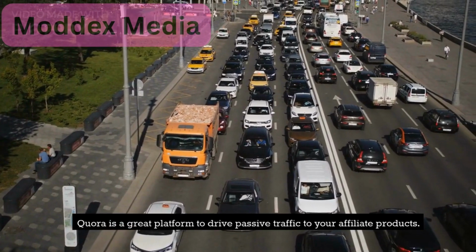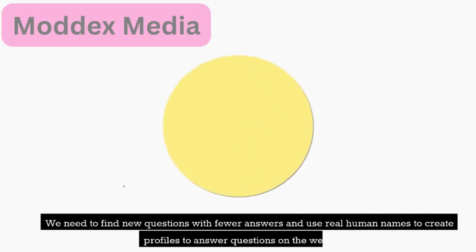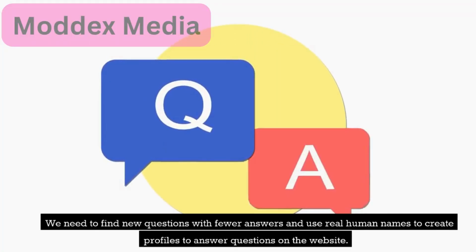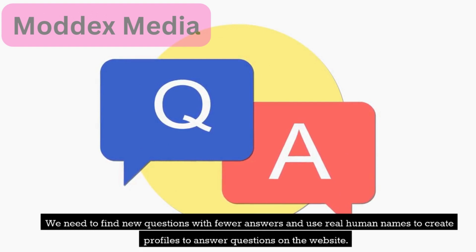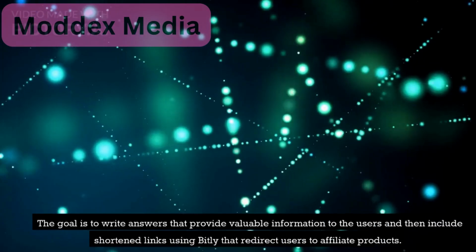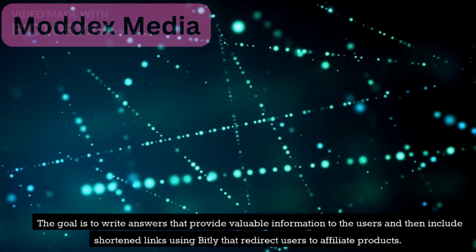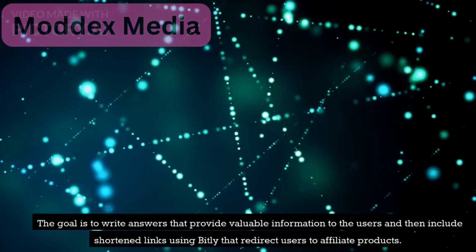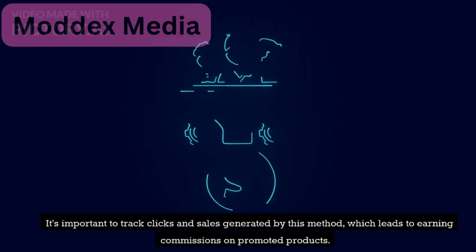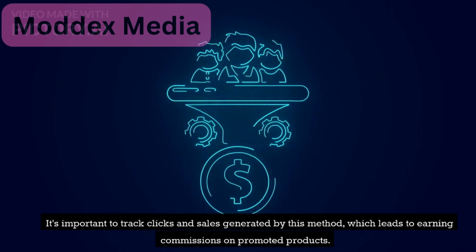Quora is a great platform to drive passive traffic to your affiliate products. We need to find new questions with fewer answers and use real human names to create profiles to answer questions on the website. The goal is to write answers that provide valuable information to the users and then include shortened links using bit.ly that redirect users to affiliate products. It's important to track clicks and sales generated by this method, which leads to earning commissions on promoted products.